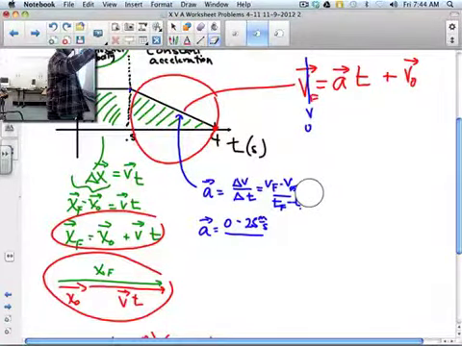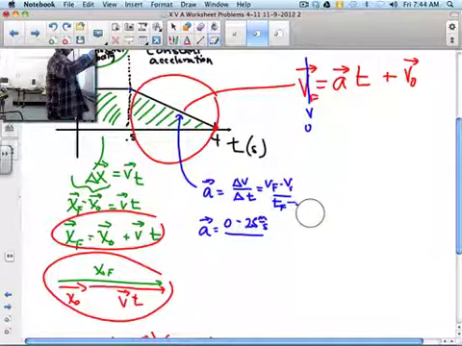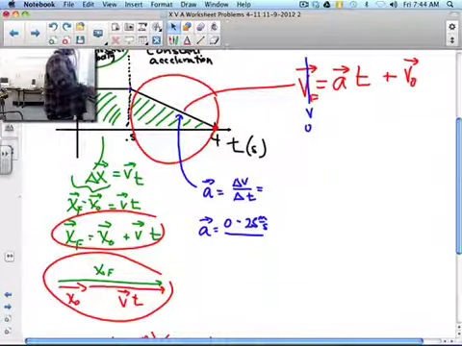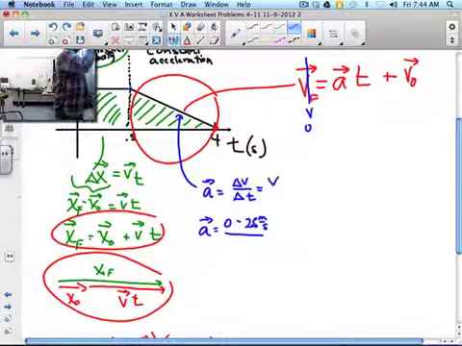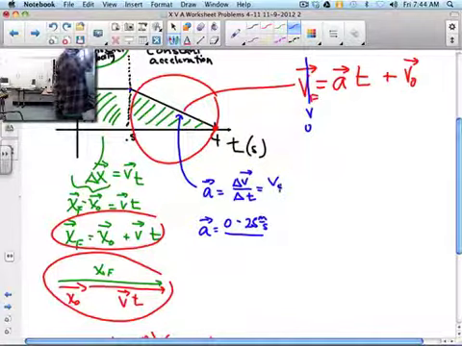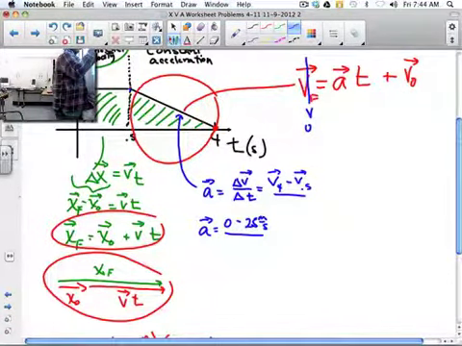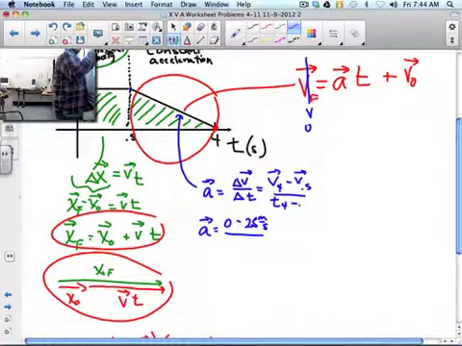So it's the final velocity at 4 seconds. So why don't I write it that way? It's the velocity at 4 seconds minus the velocity at 0.5 seconds, okay? And that's going to be the time, 4 second time minus 0.5 second time, right?